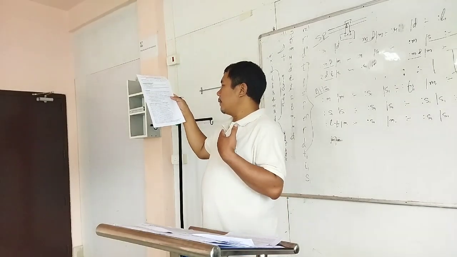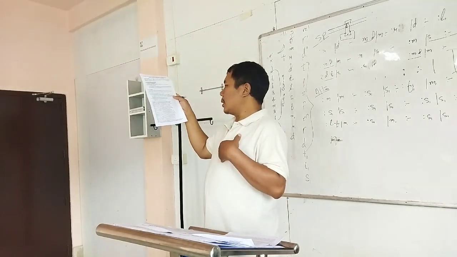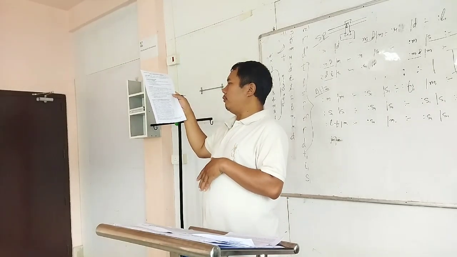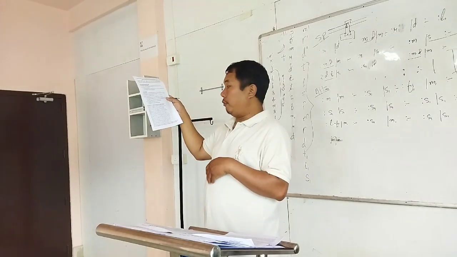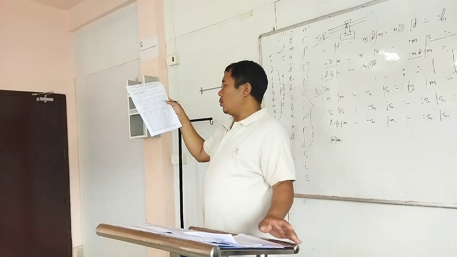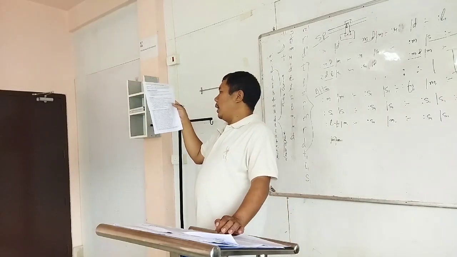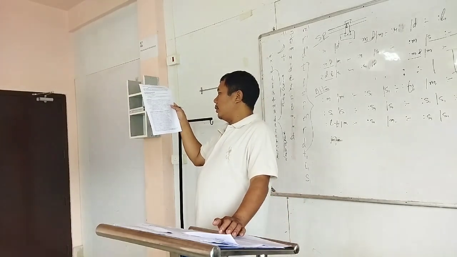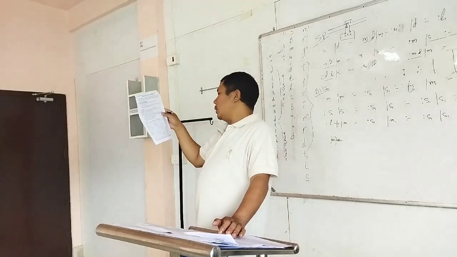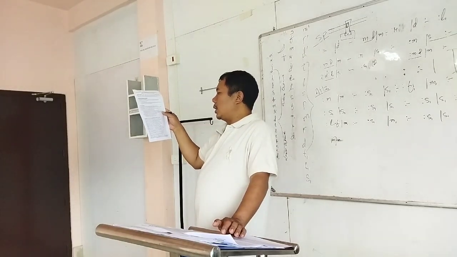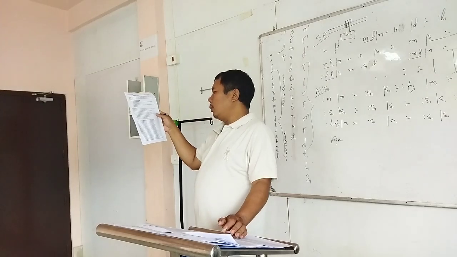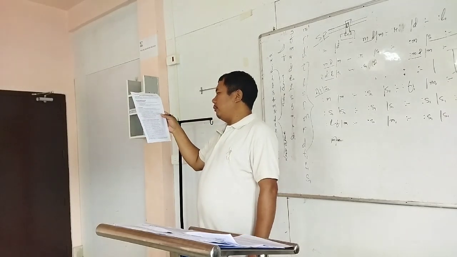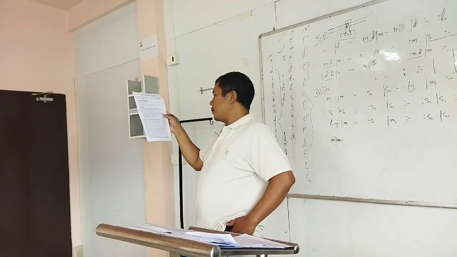For example, which Bible verse prophesies that Jesus will be born of a virgin? That is Isaiah 7:14. And the verse that says Jesus will be born in Bethlehem is Micah chapter 5 verse 2.